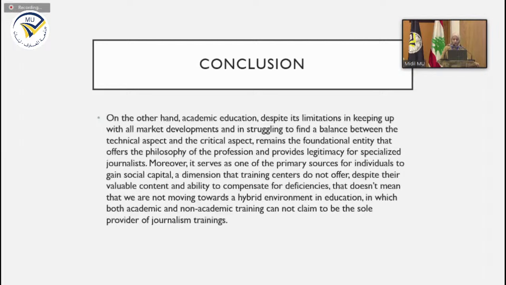On the other hand, academic education, despite its limitation in keeping up with all the market development and in struggling to find balance between the technical aspect and the critical aspect, remains the foundational entity that offers the philosophy of the profession and provides legitimacy for specialized journalists. Moreover, it serves as one of the primary sources for individuals to gain social capital, a dimension that training centers do not offer despite their valuable content and ability to compensate for deficiencies.